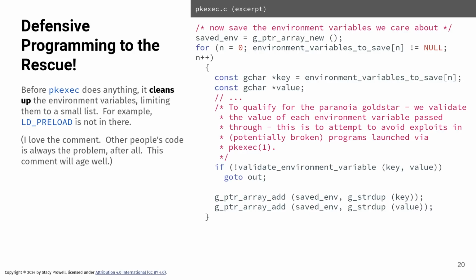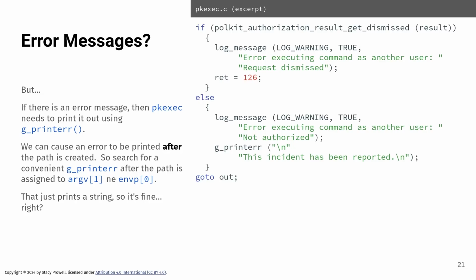So the comment basically says, I've done everything right, but other idiots out there might have some problems in their program, but I'll fix it here. That comment did not age well. Because, as it turns out, there can be something in here we can exploit. Now, if there's an error message generated, so for the moment, set everything else aside, if an error message is generated, pkexec needs to print it out, and it uses gPrintError to do that. The GNU library's print error message.